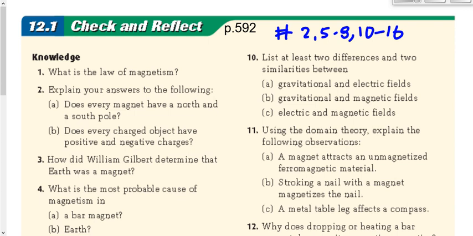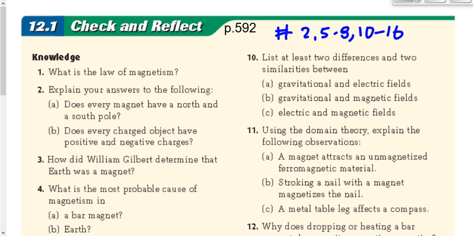So we'll look at our homework from last night, 2, 5 to 8, and 10 to 16, specifically 10, 11, 12, and 15. Number 10 says, list at least two differences and two similarities between gravitational and electric fields, gravitational and magnetic fields, electric fields and magnetic fields. Tell me, I don't care what you give me here, just start listing stuff. Similarity, difference, whatever. Just give me something for question A, B, or C. Tell me some similarity or difference.